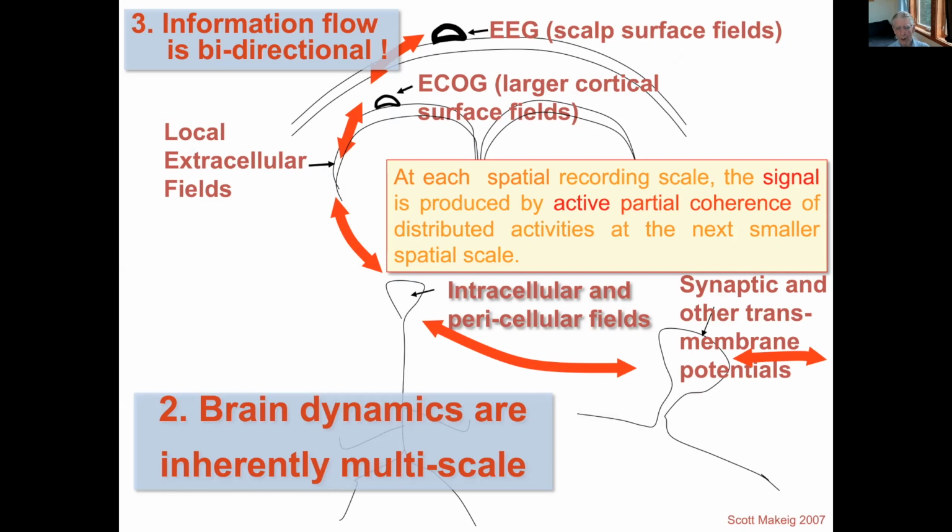Therefore, these macroscopic field potential dynamics actually change within-neuron receptivity, plasticity, and therefore the brain's learning and plasticity.